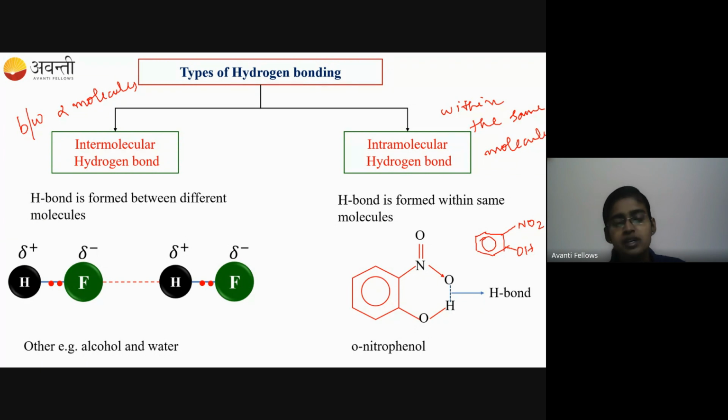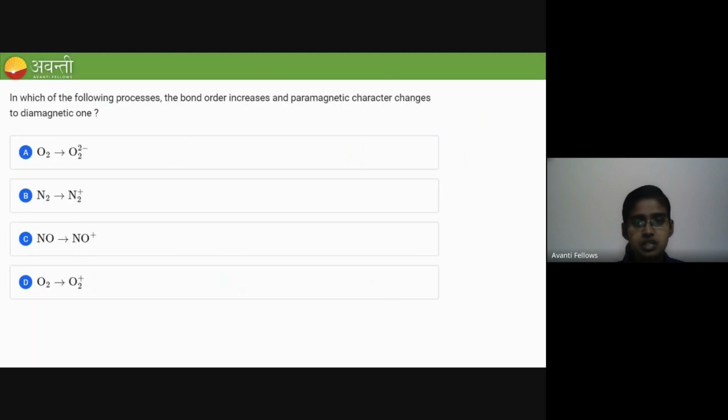With this, the lesson gets over for us. Now let us solve some previous year's questions of JEE and NEET from this molecular orbital theory topic, and then we will start the new lesson. So chemical bonding here. Let's go with the question now. So here is the question for you.